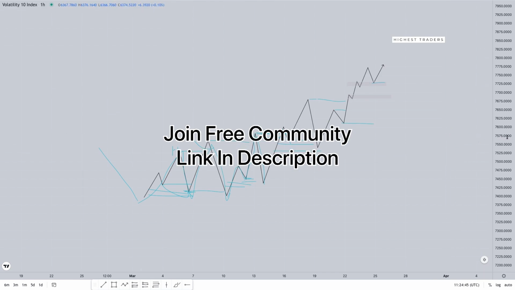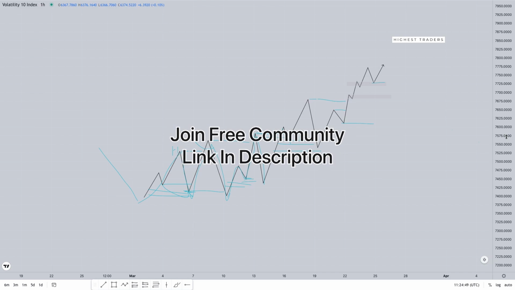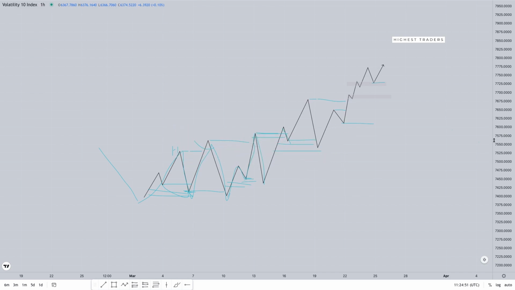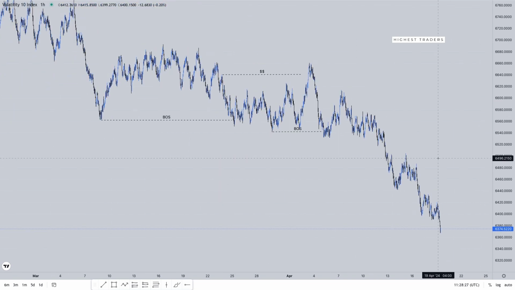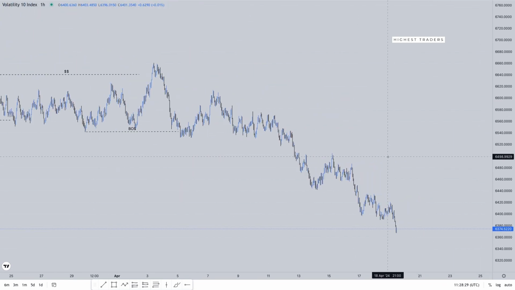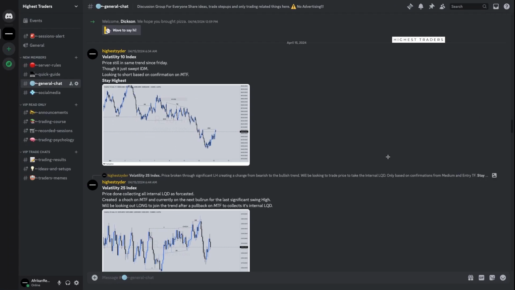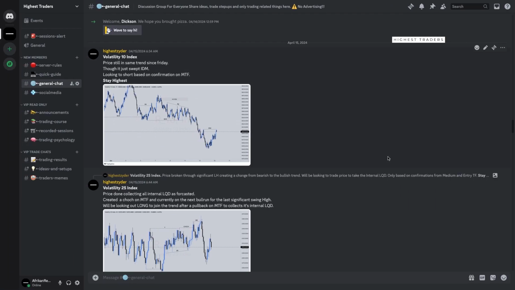All right, so let's quickly break down a trade that will further explain the importance or the effect of inducement in smart money concept. So this is the Volatility 10 index, right? And for those of you in the Discord, I'm sure you all remember this setup. So this was the setup I shared on the 15th of this month, right?